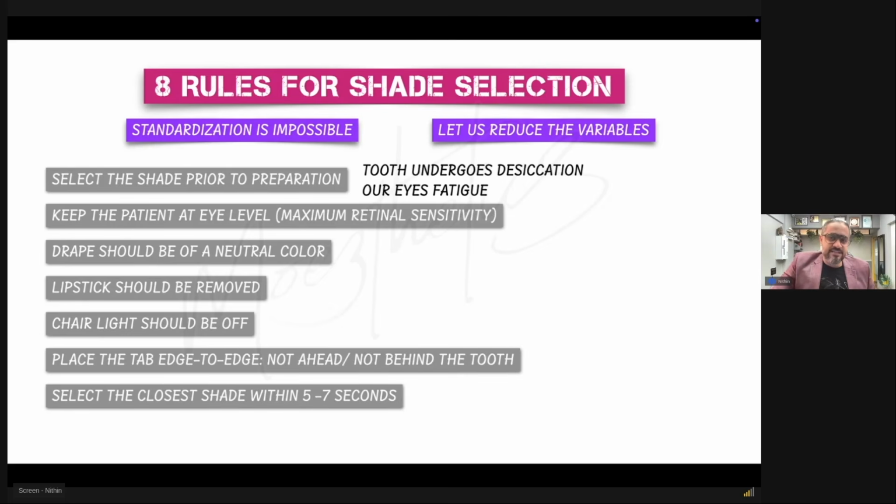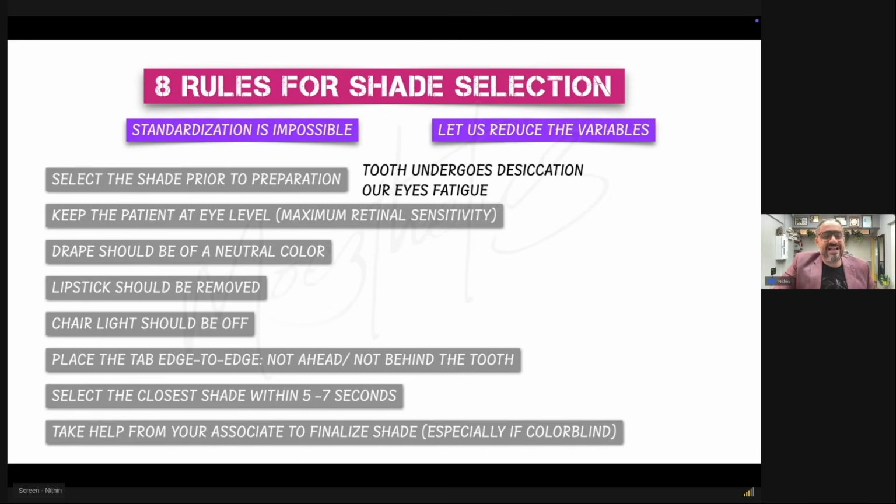And last but not the least, with respect to rules, it helps to ask your assistant or your associate to please be like, okay, I think this is the best shade. According to you, is this the best one? So take help, especially if you have color blindness. Small things. Remember, the devil lies in the details.